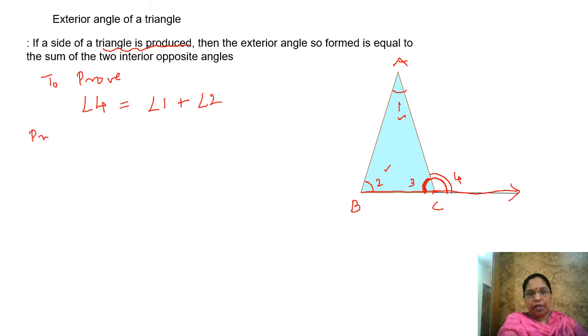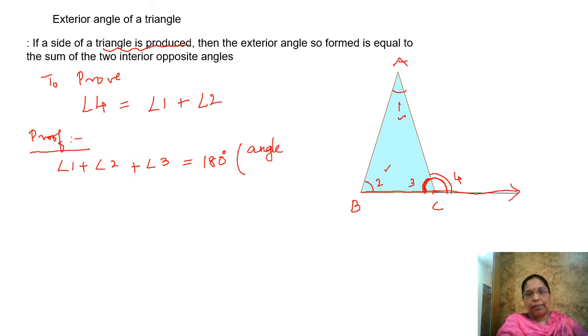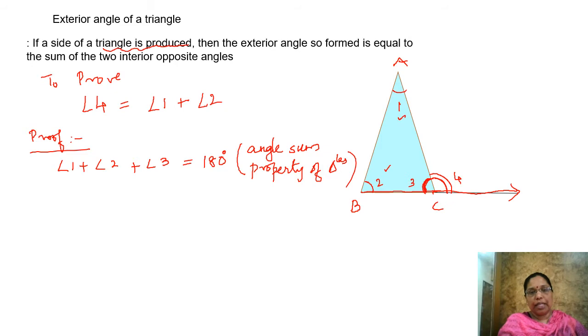We are not constructing anything. We are directly giving the proof. We need not construct anything. Proof: angle 1 plus angle 2 plus angle 3 is equal to how much? Just now we proved 180 degrees. What is the reason? That is the angle sum property of triangles. We have just now proved that. So using that, angle 1 plus angle 2 plus angle 3 is equal to 180 degrees.